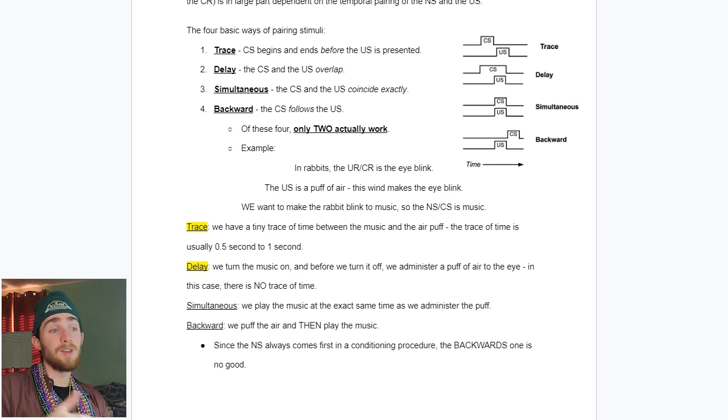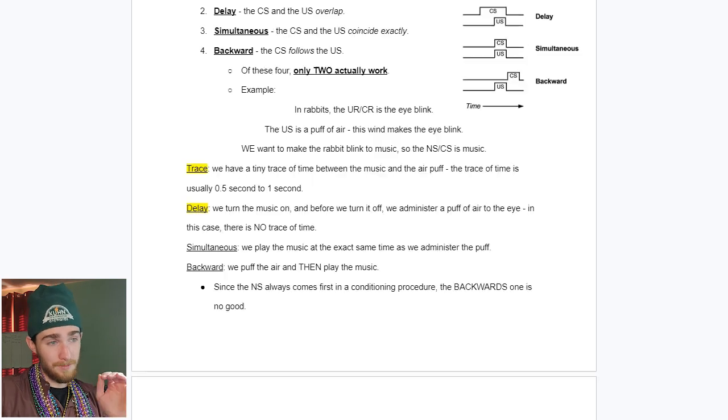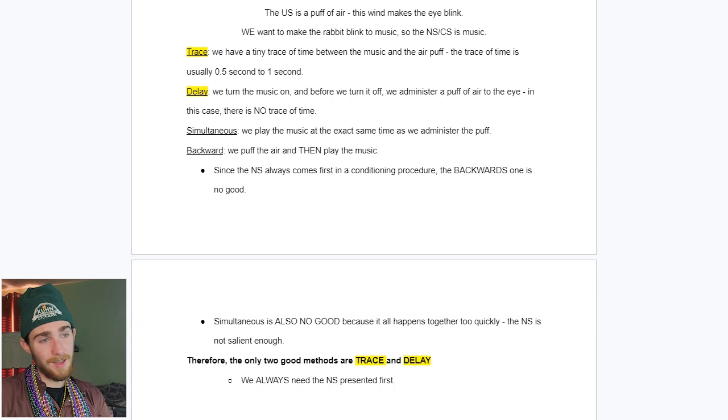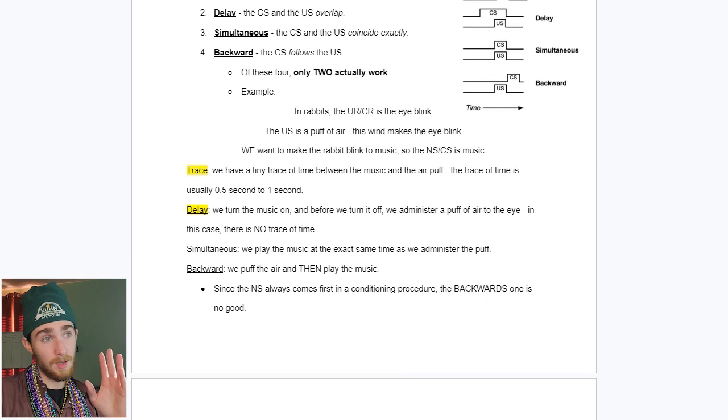When it comes to simultaneous, we play the music at the exact same time as we administer the puff of air, and then with backwards, we puff the air and then we play the music. Since the neutral stimulus must always come first in a conditioning procedure, this backwards arrangement is no good. And simultaneous, likewise, is not good either, because it all happens together too quickly. You hear the music and you get the puff of air, and this neutral stimulus music is not salient enough to become a conditioned stimulus. So, trace and delay are our only 2 ways of effectively pairing this stuff.